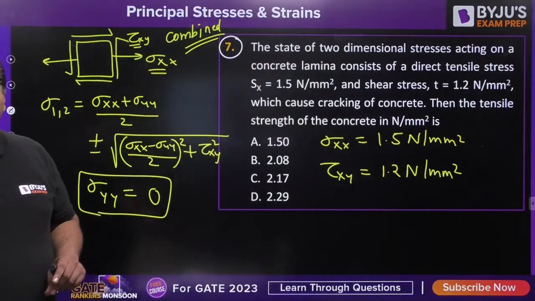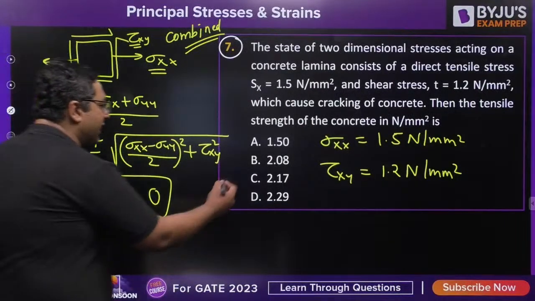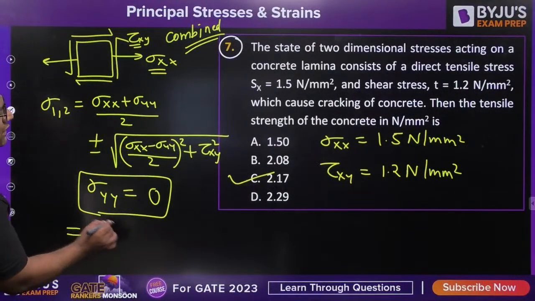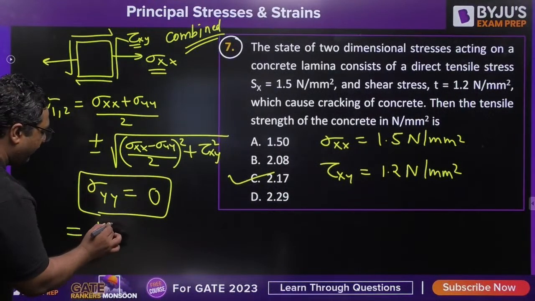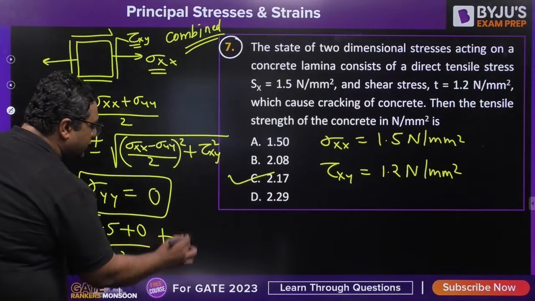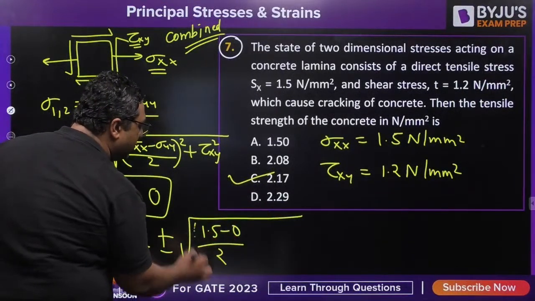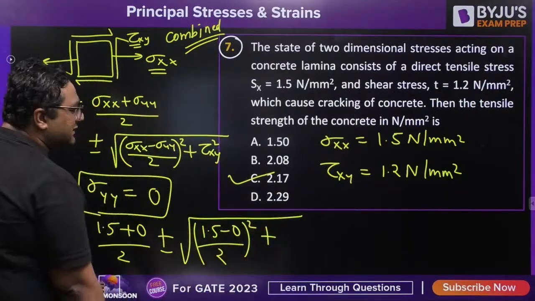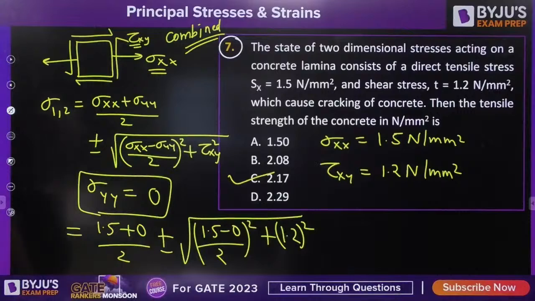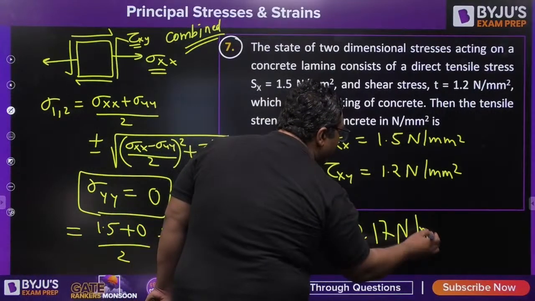Very good. So guys, the answer for this is coming out to be, let me check. Yes, C is the correct answer. 2.17 is the correct answer. So when you will be putting the value, sigma xx is 1.5, sigma yy is 0. It is going to be plus minus square root of ((1.5 minus 0)/2) whole square plus 1.2 whole square. So my dear, when you will be solving, you will be getting the answer to be 2.17 Newton per mm square.